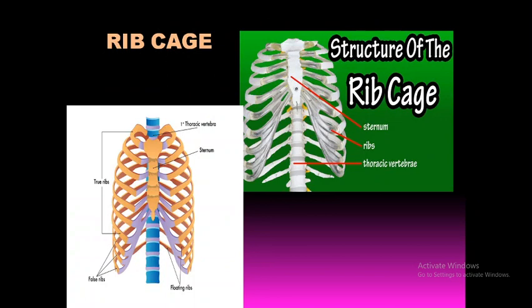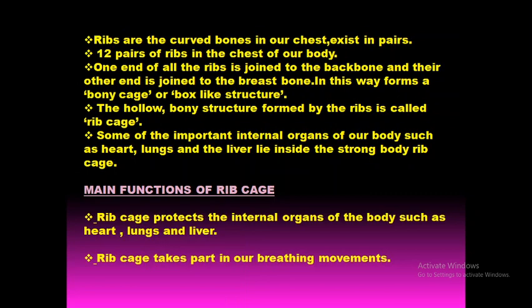Next we are coming to the rib cage. From here the pictures you can see the rib cage. In front the strong bone is the sternum, and ribs you can see on both the sides, and also the picture of the thoracic vertebra. Now ribs are curved bones in our chest, they exist in pairs. Always the rib bones exist in pairs. So by this context we can see 12 pairs of ribs in the chest of our body.